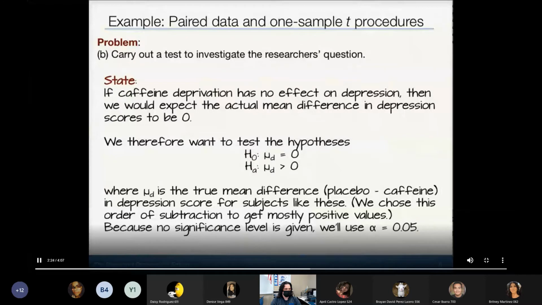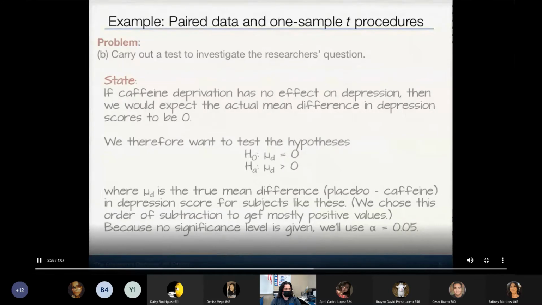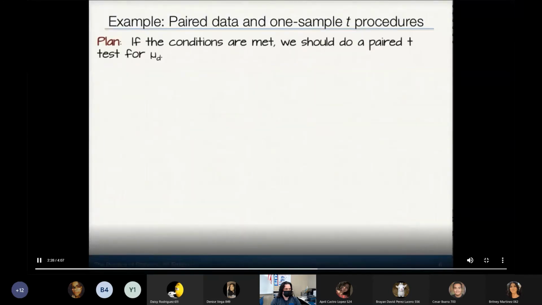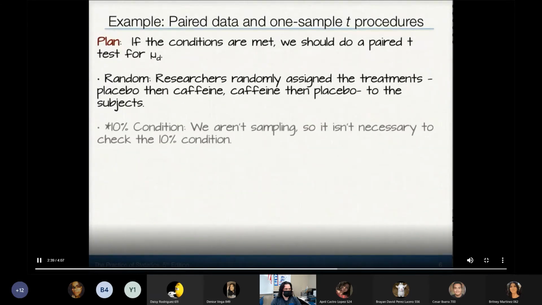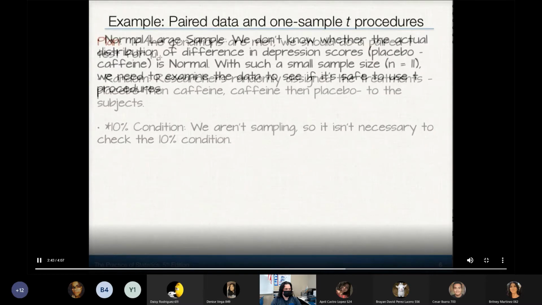Now, because no significance level is given, let's use alpha equals 0.05. Well, to use a paired t-test, let's first check our conditions. We note that the researchers randomly assigned the treatments, placebo then caffeine, caffeine then placebo, to the subjects, so that condition is met. Since we aren't sampling, it's not necessary to check the 10% condition.